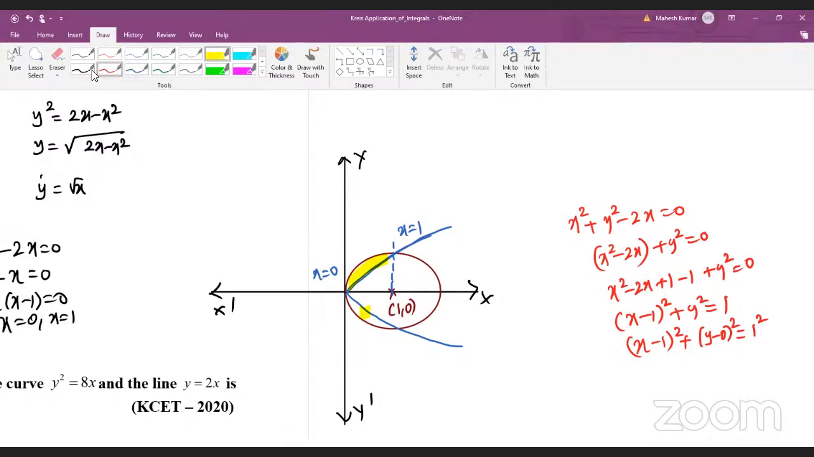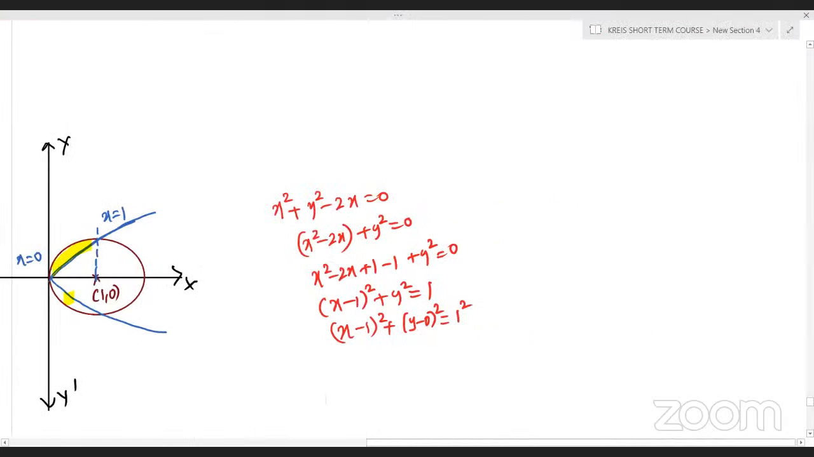So now I can write required area is equal to area of the shaded region. So required area is equal to 2 times area of shaded region. So I will find out the shaded region and we will double that. It gives you the required area. So it will be integral from 0 to 1.